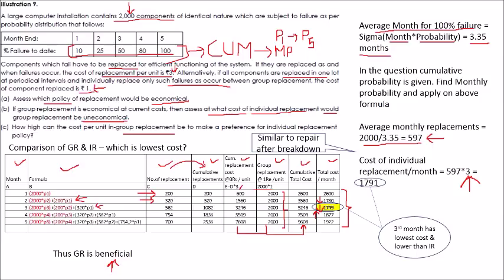So now once again I am trying to make individual replacement better. For making that, how much should be the cost of group replacement? So now what is the cost of group replacement? The cost of group replacement is nothing but 1 rupee. Okay, how high can the 1 rupee go, so that individual replacement can be best.